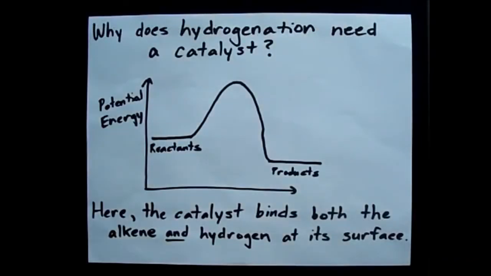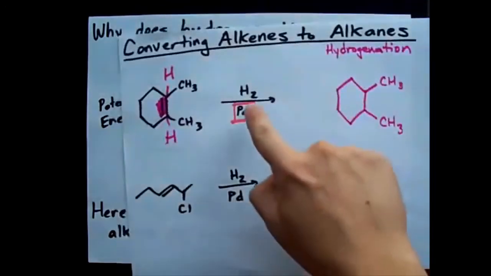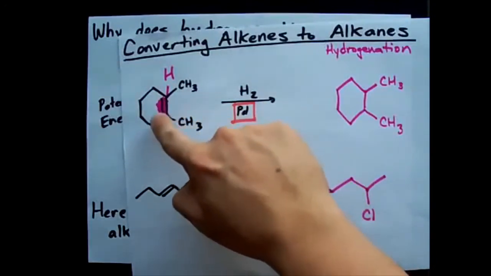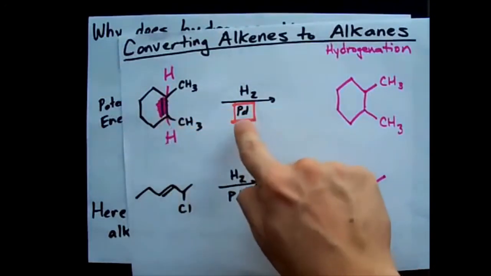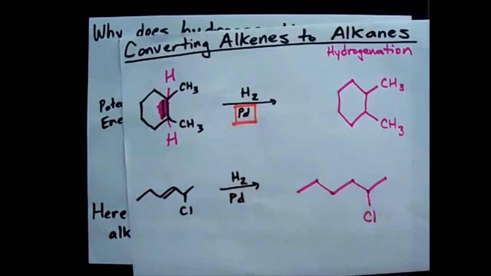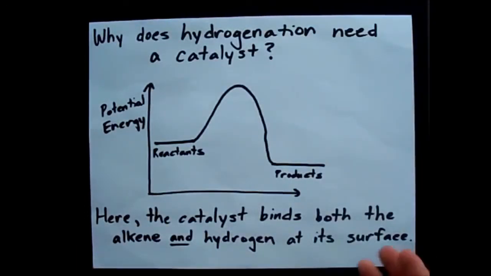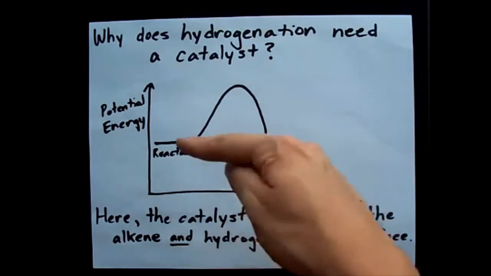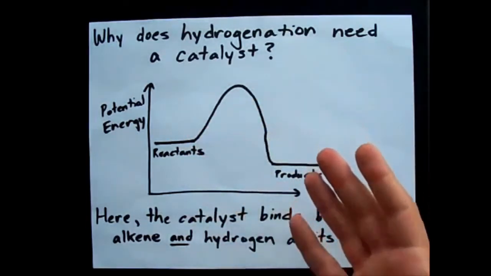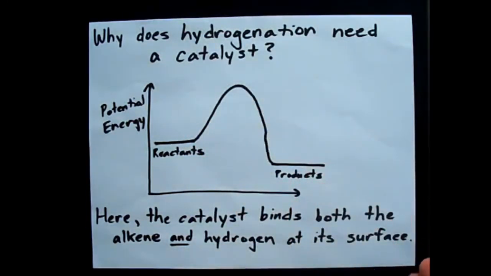Quick question, why do you require a catalyst for hydrogenation? When you're adding hydrogen across an alkene or a double bond, why do you need this metal here to act as a catalyst? Well, long story short, the catalyst is there to reduce the amount of energy required for the reaction to happen.